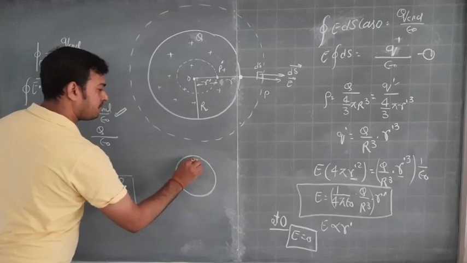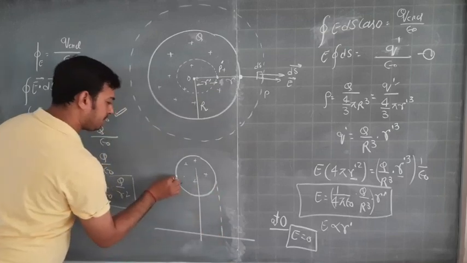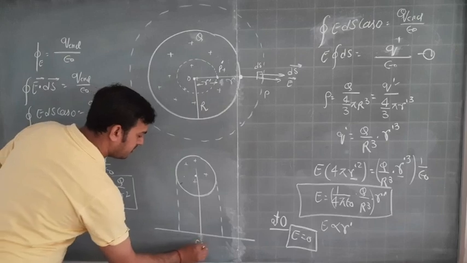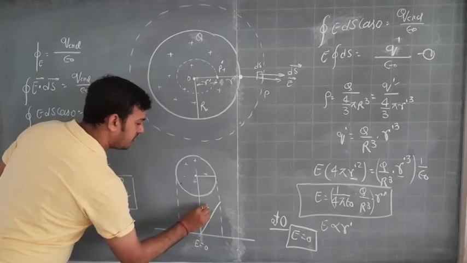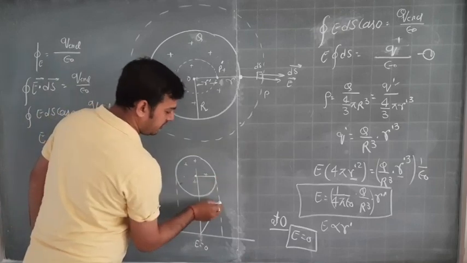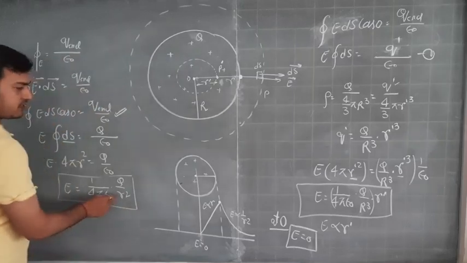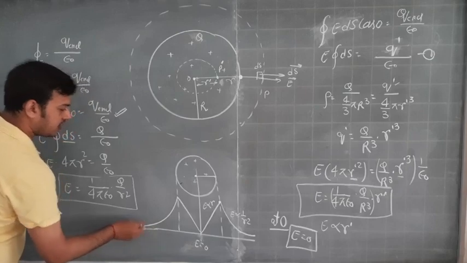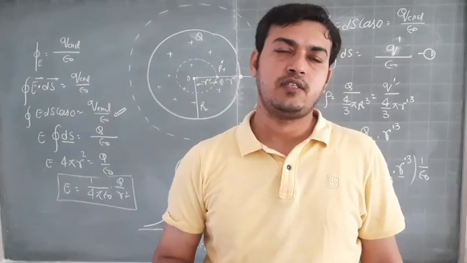Suppose I have a non-conducting sphere, and these are the boundaries, and this is the center O. So at the center, the electric field is 0. If I move from the center to the surface, the field increases, becomes maximum on the surface, and on going away it will decrease as 1 by r square as per this equation. Similarly, I can draw it for the left side too. So this is the graphical representation of the electric field due to a non-conducting charged sphere.